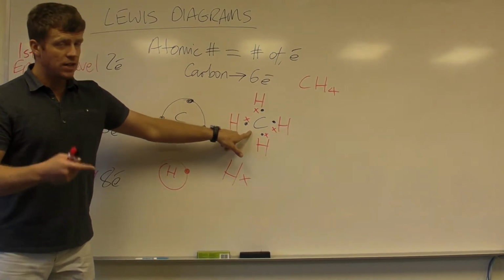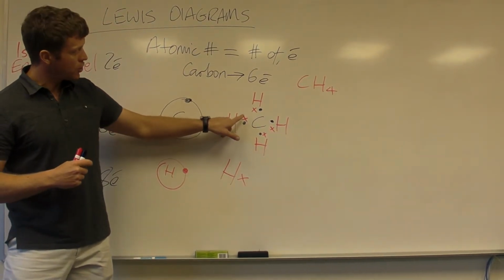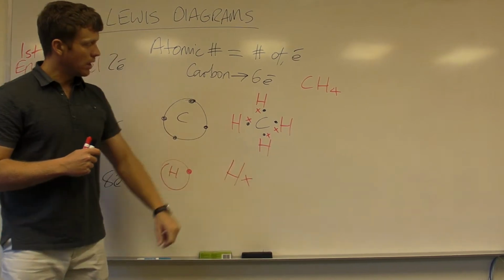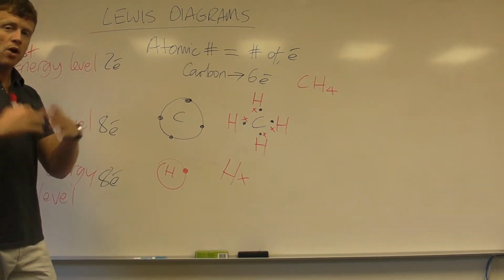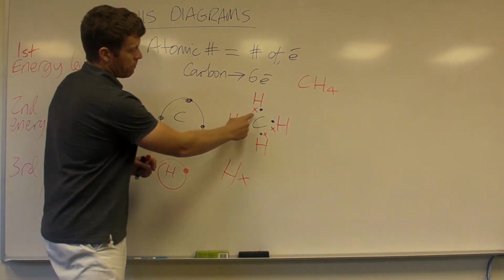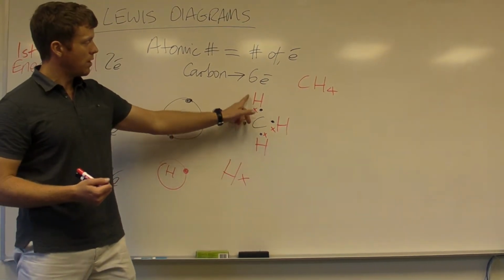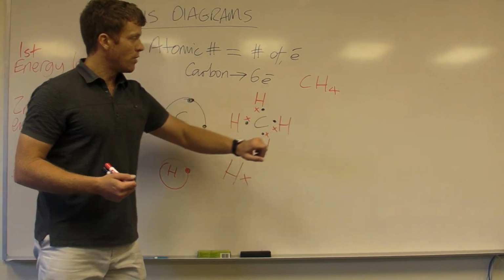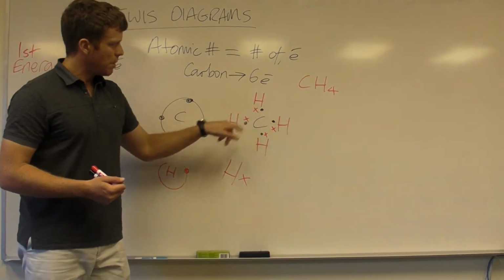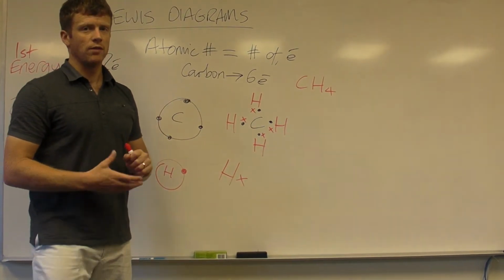And then the carbon needs 4 more electrons, and it does that by sharing each of these electrons from the carbon. So it's a perfect marriage between 2 elements that need to complete energy levels. One just needs 1, so hydrogen needs 1. There happens to be 4 of them, and that helps the carbon complete its energy level.